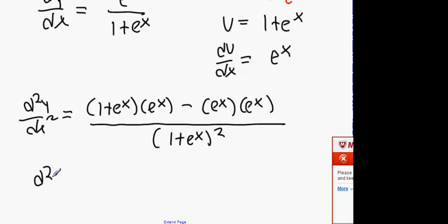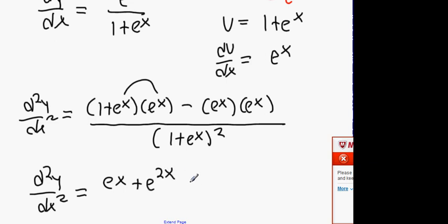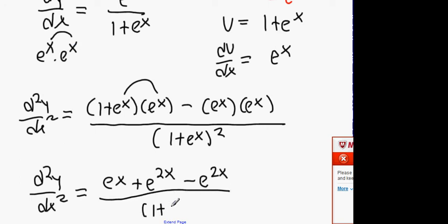d²y/dx squared, what does that equal? e to the x. What's e to the x multiplied by e to the x? e to the 2x, minus e to the 2x. If you don't get that, it's e to the x multiplied by e to the x, and the rule is you add the powers. e to the 2x, all divided by 1 plus e to the x squared. They cancel, and that leaves you e to the x all over 1 plus e to the x squared.